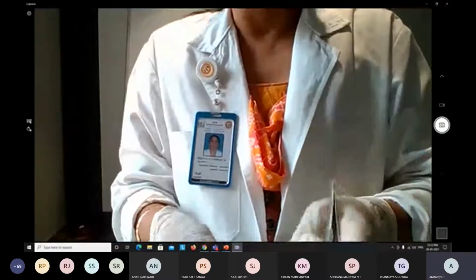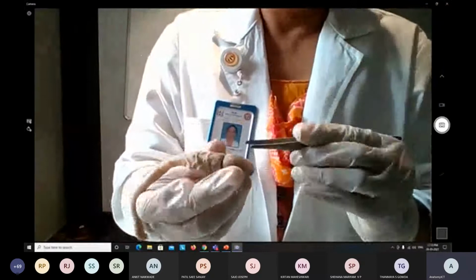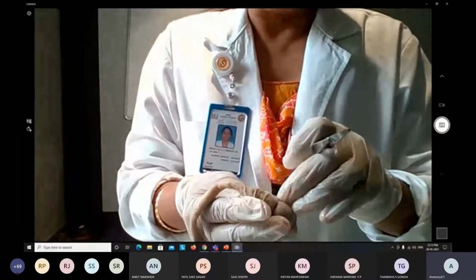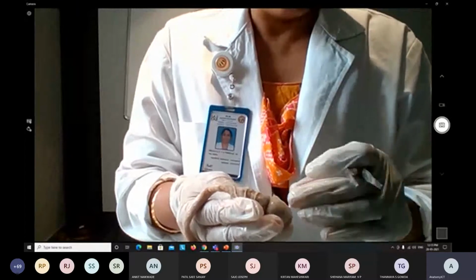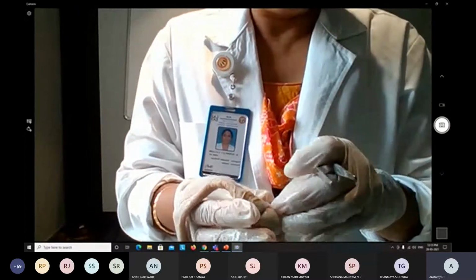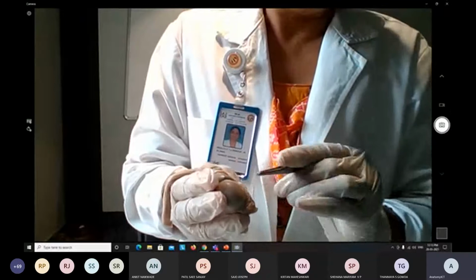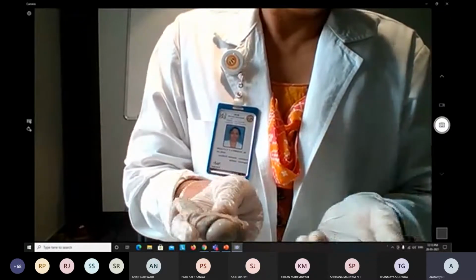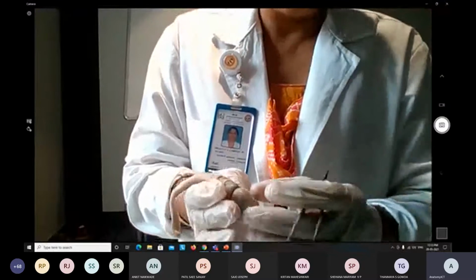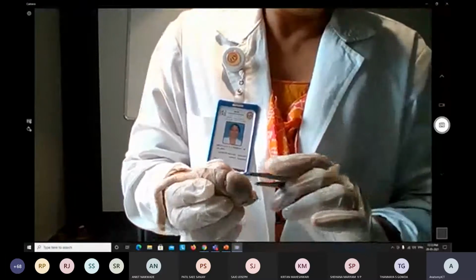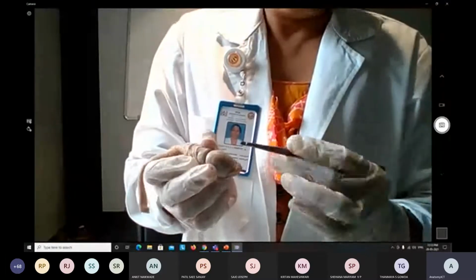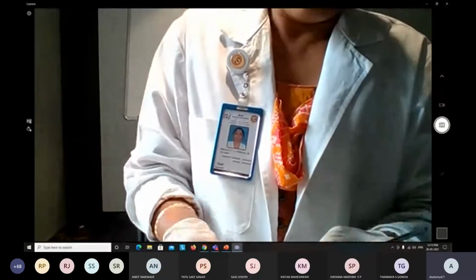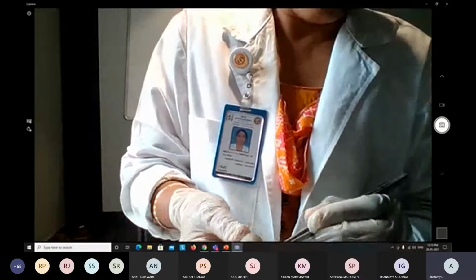Now coming to the coverings of the testis. There are extrinsic coverings and intrinsic coverings. The intrinsic coverings belong only to the testis, whereas the extrinsic will cover the wall of the scrotum also. Coming to the intrinsic coverings of the testis, one covering which I can show you here is the tunica vaginalis.